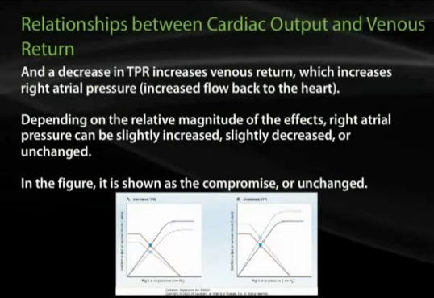A decrease in TPR increases venous return, which will also increase right atrial pressure. That is, more blood is flowing back to the heart. Depending on the relative magnitude of these effects, again, the right atrial pressure could be slightly increased, slightly decreased, or unchanged. In our figure, it is shown as unchanged.